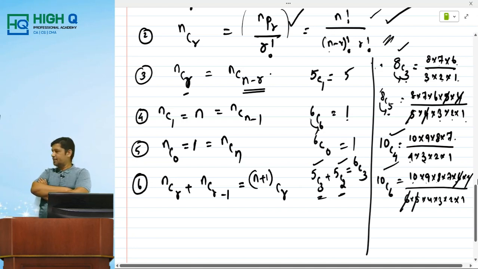10C5. See, this is the practice you need to do. You are doing it orally now. You are not writing anything. Orally you are thinking, this is a mental practice and this is needed. Now listen here. 7C2 plus 7C3. 8C3. Bigger number, right? Bigger number, that is very important.